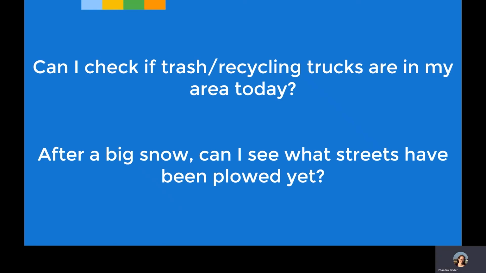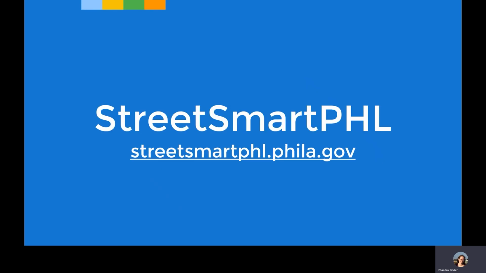Now let's say you want to find out whether trash and recycling trucks are in your area today. There have been issues this summer with the trash being delayed. You may not know whether it's actually going to be getting picked up on your trash day. You want to find out whether the trash trucks are in your neighborhood that day or if they're somewhere else. You may also, after a big snowstorm, want to know what streets have already been plowed. There is a website for that.